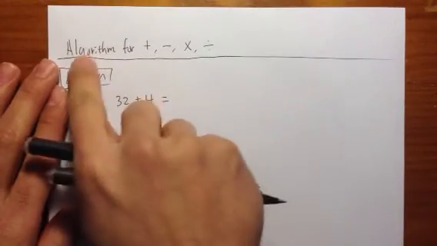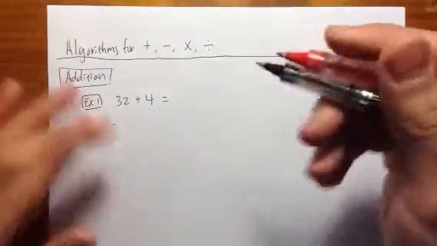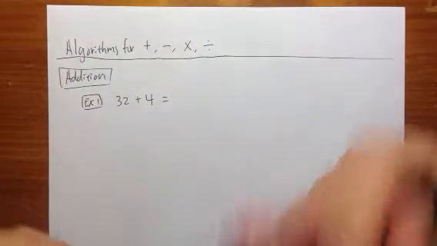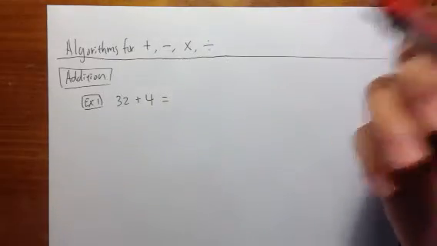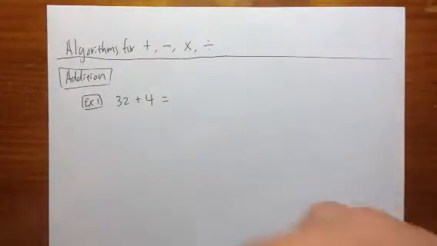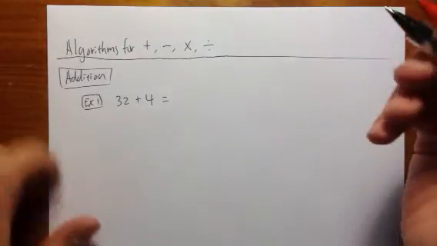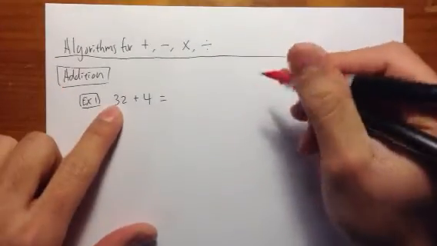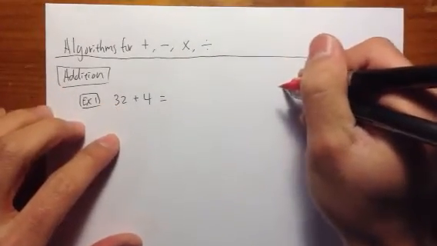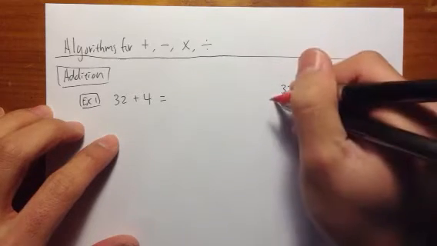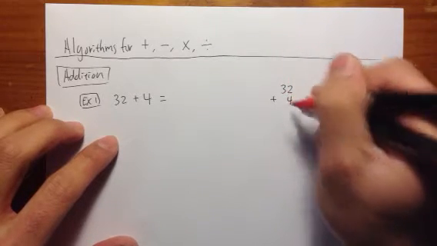And by the way, the word algorithms just means how do you do these operations? The method to do this operation, the setup to do these operations. Okay. So to set this up, I will just write down 32 on the top plus 4, like this.